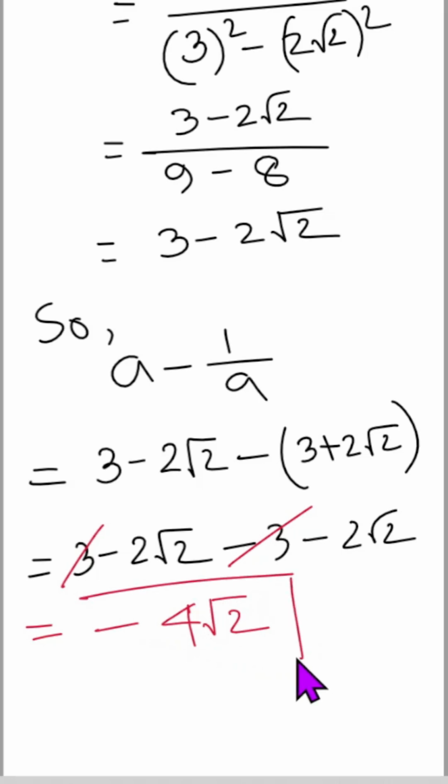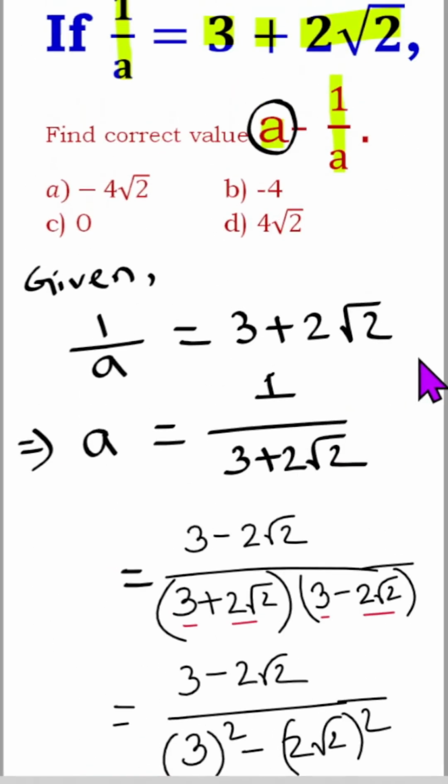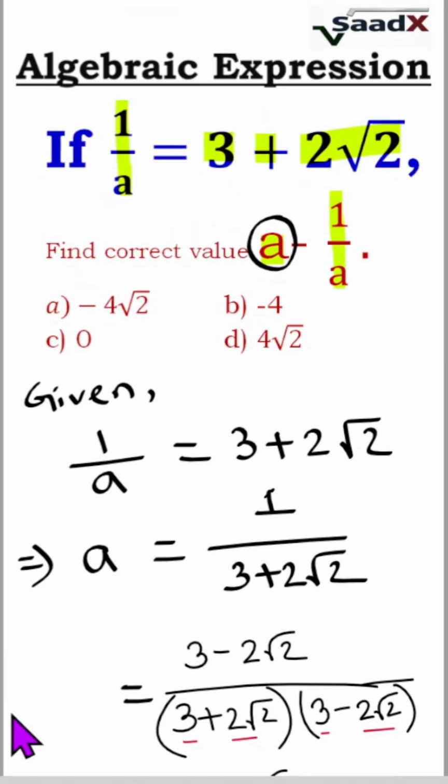This is our answer. So now we will check which one is the correct one. So number A here is minus 4 root 2. This is our correct answer.